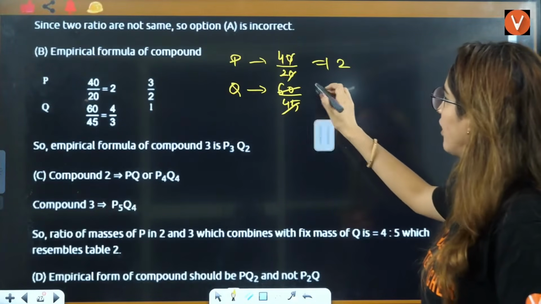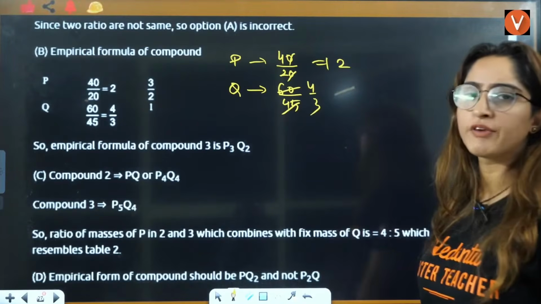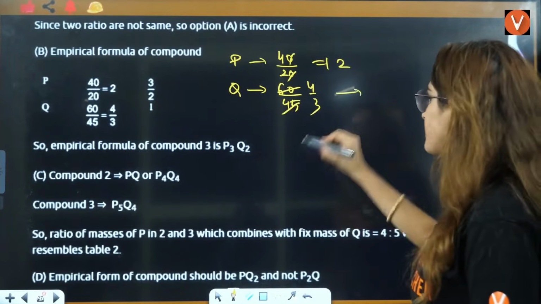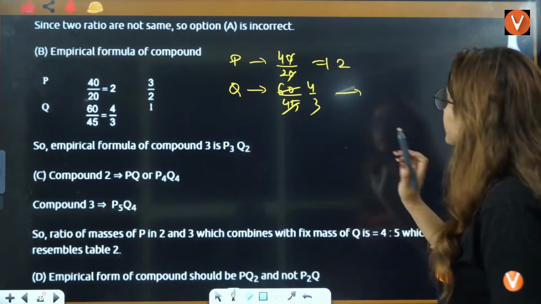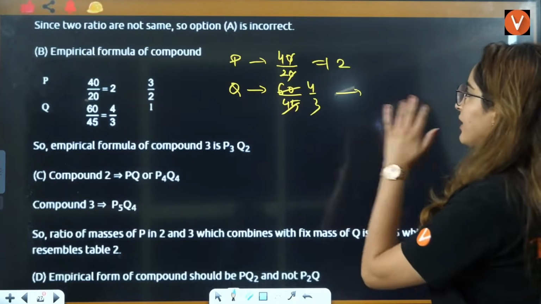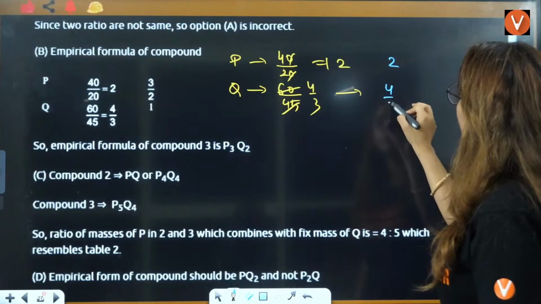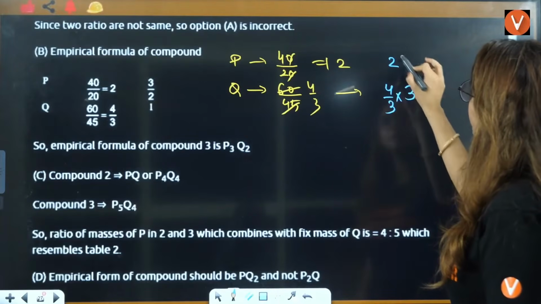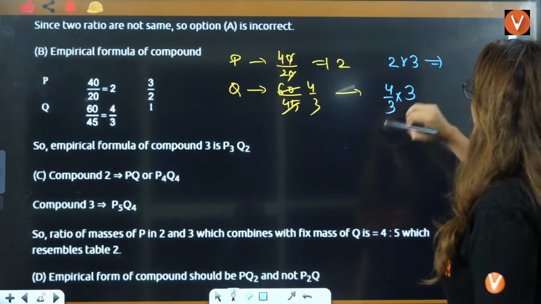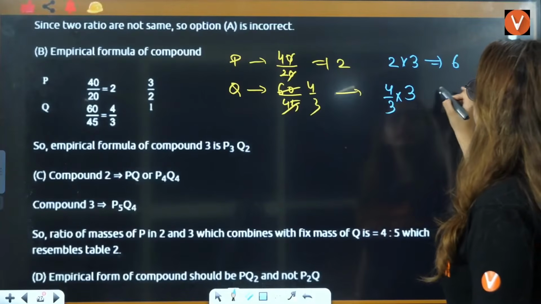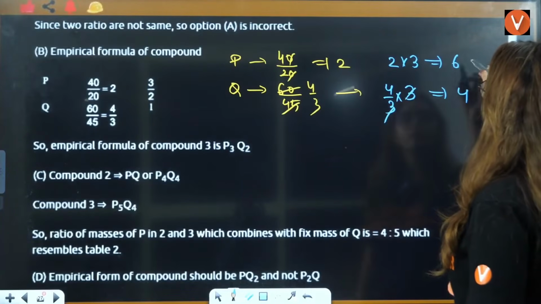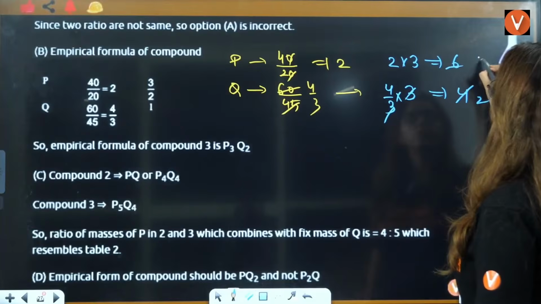15, 3 and 4, it will go there, okay? So it is going to be 15:3 and 15:4. Now if you see, this is 2, this is 4, 3. If I multiply this by 3, this is going to be 6 and this is going to be 4. You take this ratio, this will be 2, this will be 3.